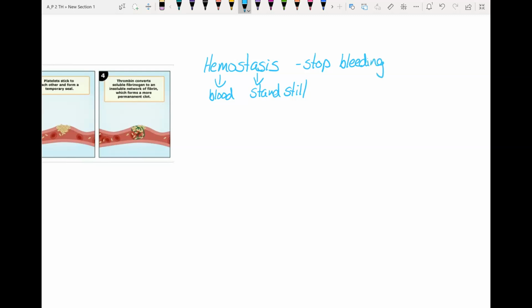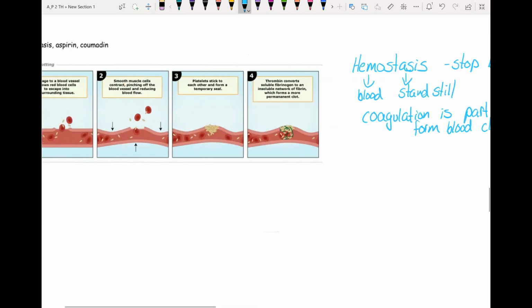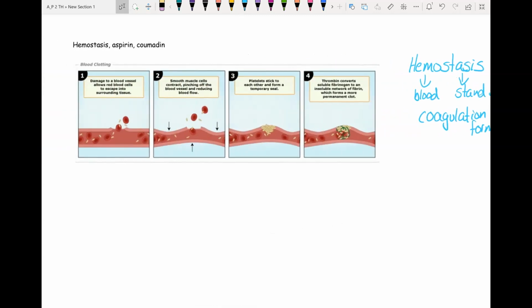And in the last one, I mentioned agglutination, and not to confuse agglutination with coagulation. Coagulation is a part of hemostasis. Coagulation means you form a blood clot. So first we're going to look at an overview of hemostasis and what happens.